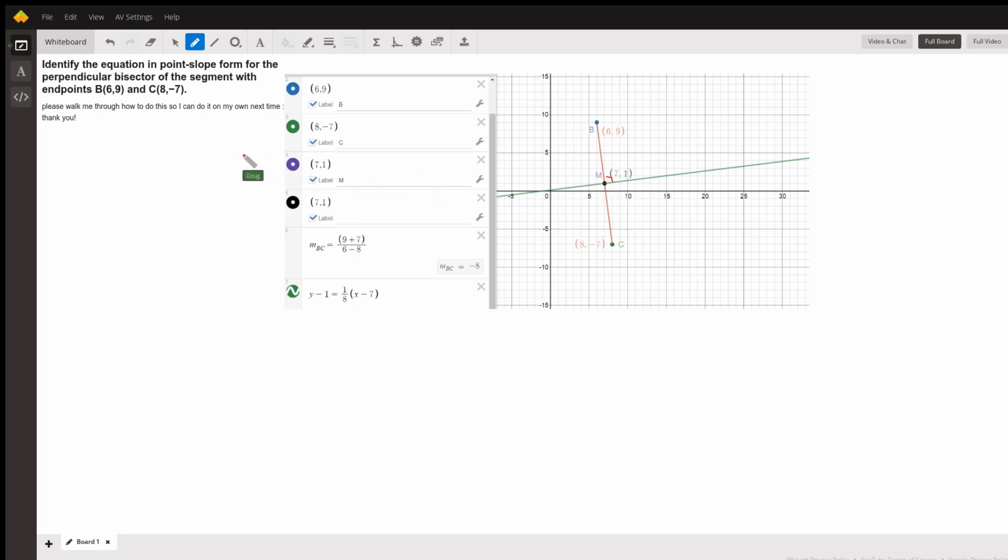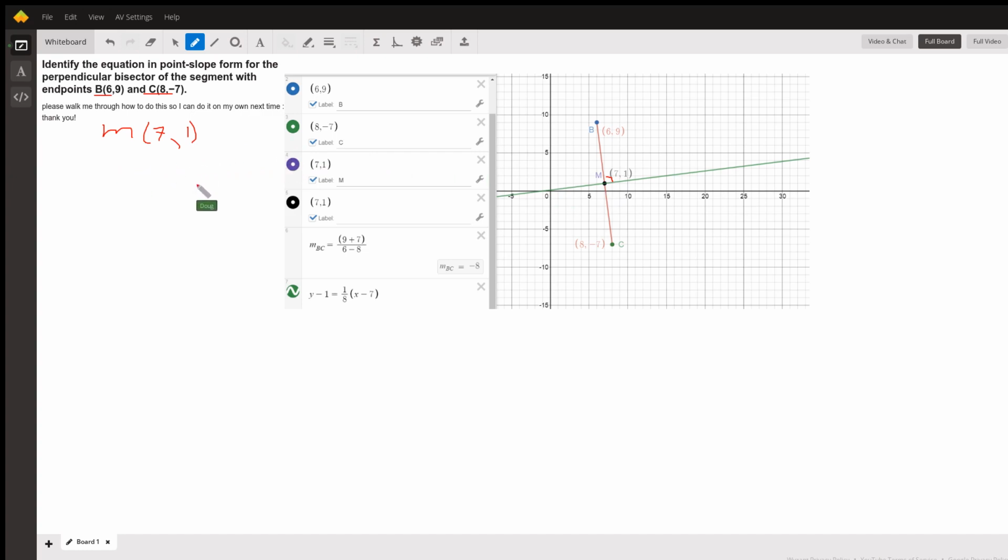To write the equation of a line, you need to know two things: the slope of the line and at least one point that it passes through. So we start by finding the midpoint of BC using the midpoint formula, and that will be the average of the x's. 6 plus 8 is 14. Half of 14 is 7. And the y-coordinate of the midpoint will be 9 plus -7, which is 2. Half of 2 is 1. So there are the coordinates of the midpoint right there, (7, 1).